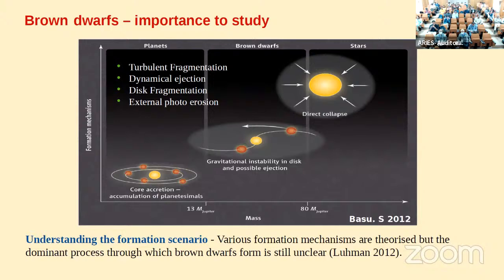But when we look at brown dwarfs, there are various formation theories that have been proposed, like turbulent fragmentation, which suggests that brown dwarfs form like low-mass stars through dynamical ejection from multiple systems, formation through disk fragmentation, which suggests that brown dwarfs form like planets, and also formation through external photoerosion. So there are various mechanisms which have been theorized for the formation of brown dwarfs, but there is no consensus as to which is the dominant mechanism which aids in the formation of these low-mass objects.